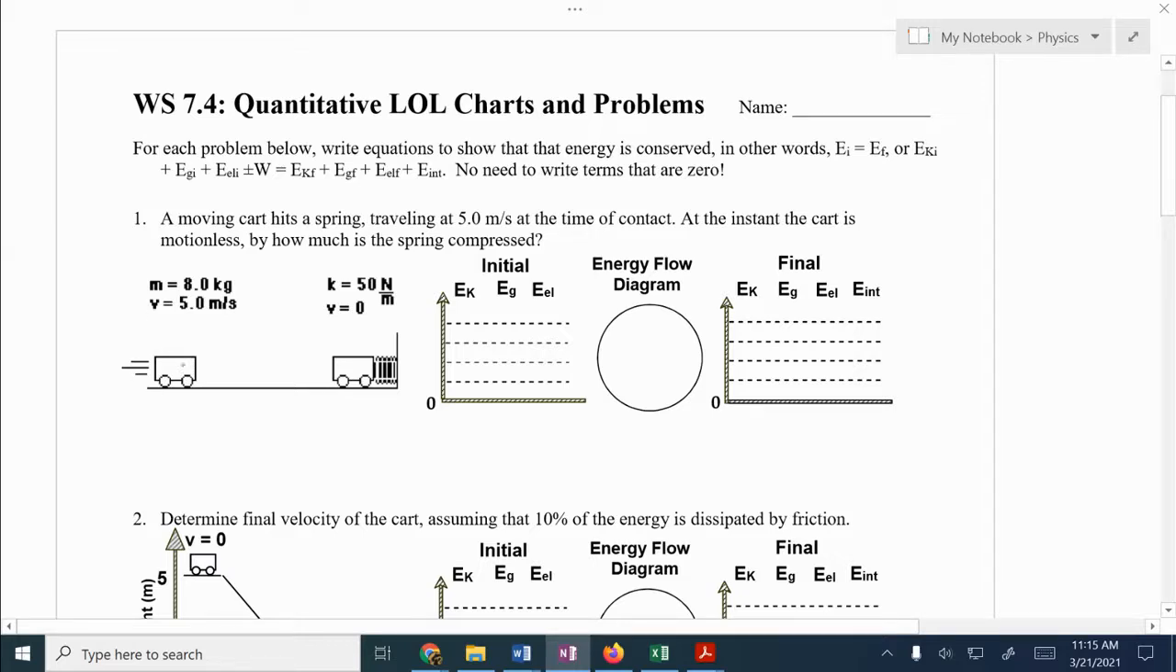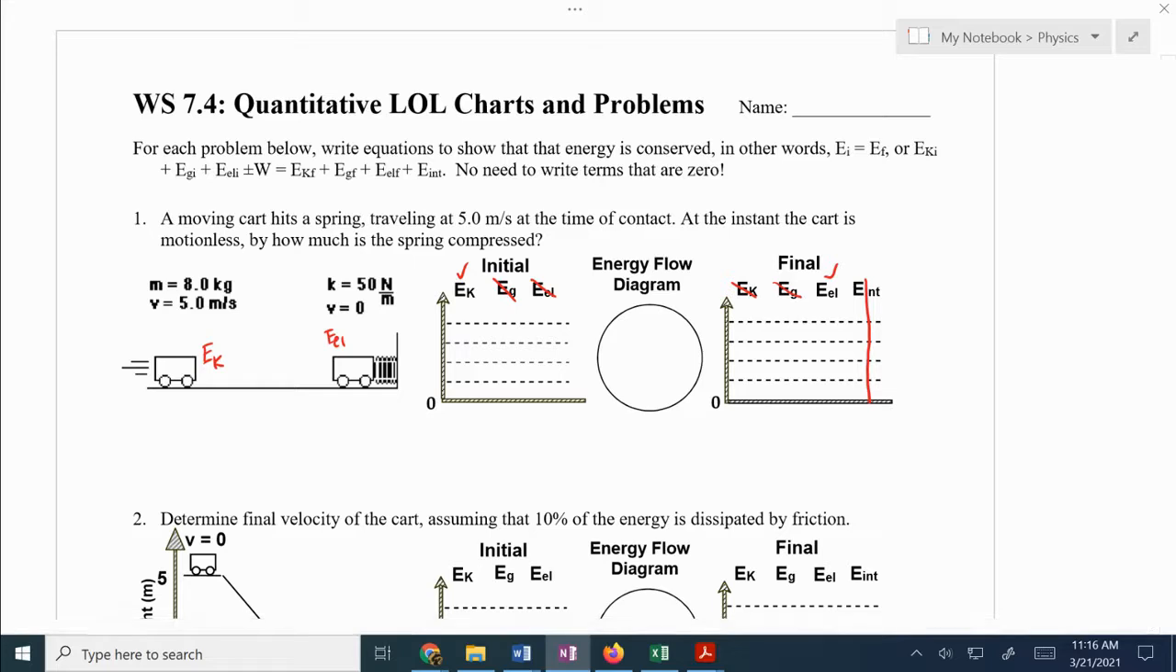As we look at the first one, this little cart appears to be moving, so that means it's going to have kinetic energy. It is not up high, so no gravitational energy. And at the initial situation, there is no elastic energy either. Take a look at the final situation. It does not appear to be moving, so no kinetic energy. It does not appear to be up high, so no gravitational energy. There does appear to be a spring, so that would give it elastic energy. And again, we're not utilizing the internal energy.